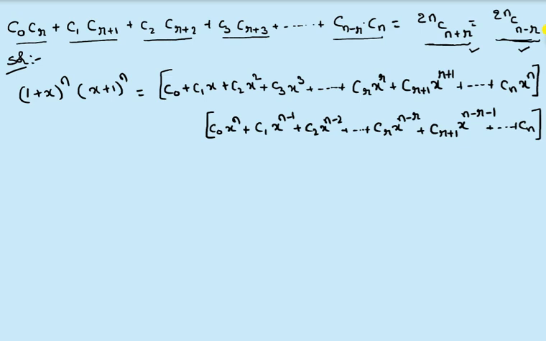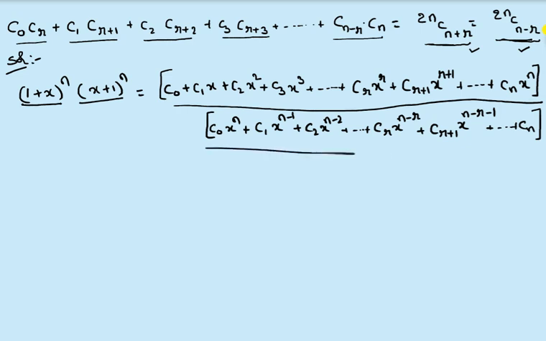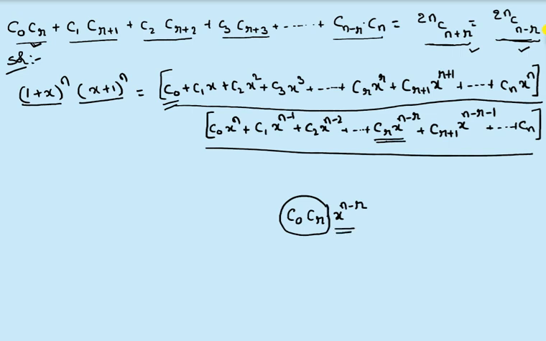For that, what I am doing is, we know the expansion of (1 plus x) whole to the power of n, and also you know the expansion of (x plus 1) whole to the power of n. So this is the expansion of (x plus 1) whole to the power of n. Observe here, we have to multiply C0 with CR. C0 is multiplied with CR into x power n minus R. That means this term is the coefficient of x power n minus R.